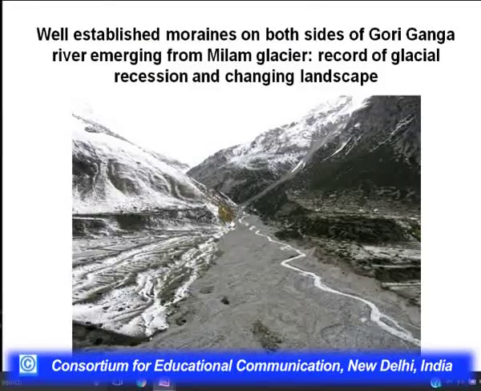Here you can see the well-established moraine on both sides of the Gauri Ganga river emerging from the Milan glacier. You can see this in the data. We have a lot of changes, a record of glacier recession and changing landscape.